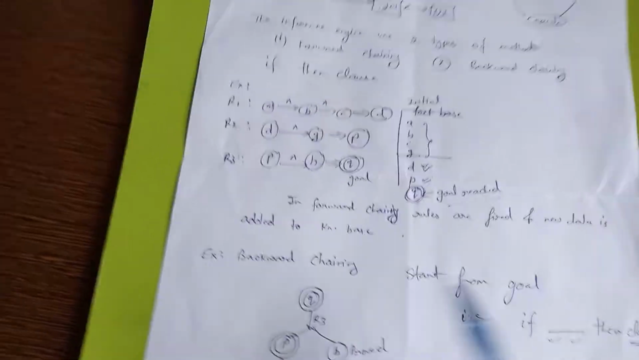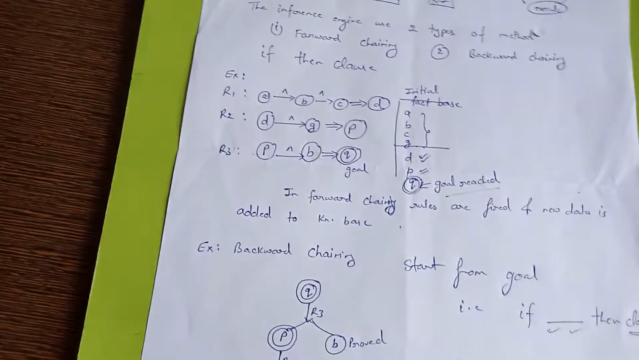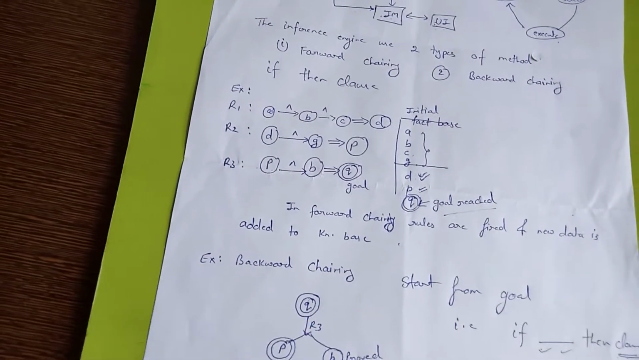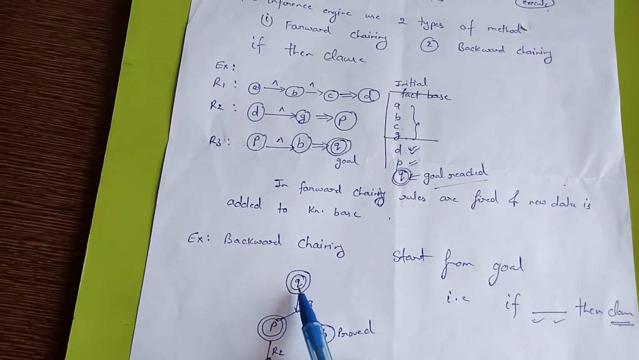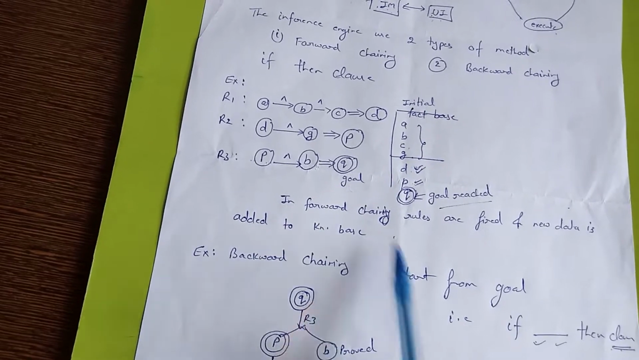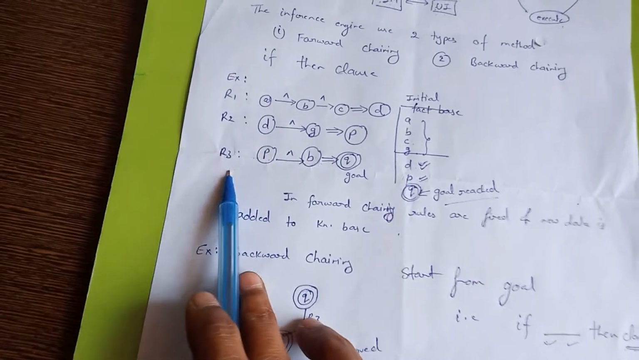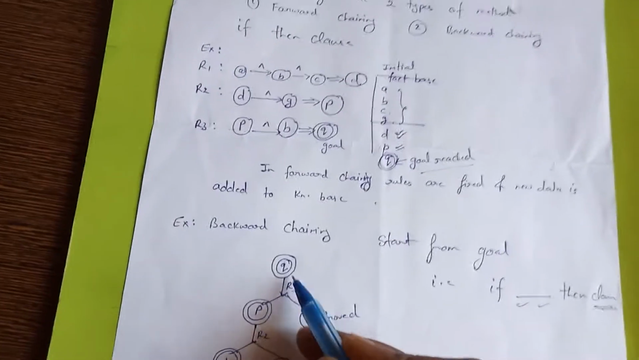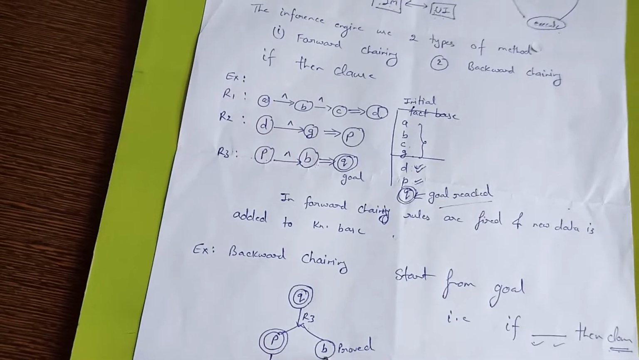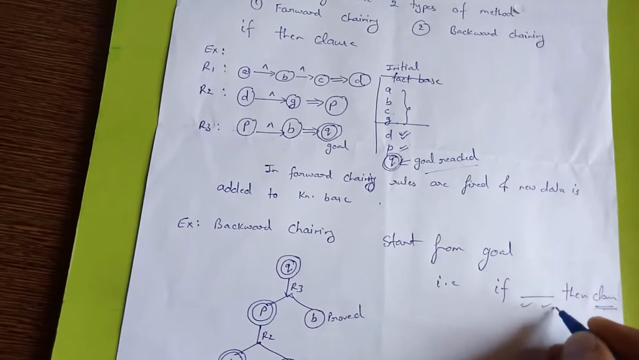Now, suppose in the previous example our goal is to achieve Q. We are taking the same example for the explanation of backward chaining. We have started from the same goal node Q. How have we achieved this? This then clause is true on behalf of P and B, or you can say on behalf of rule R3. Then from this node, if we apply R3, what are the sub goals? We have started from the goal node and are trying to find the if part.